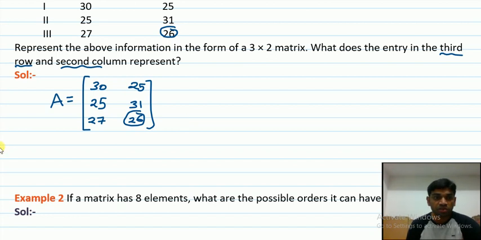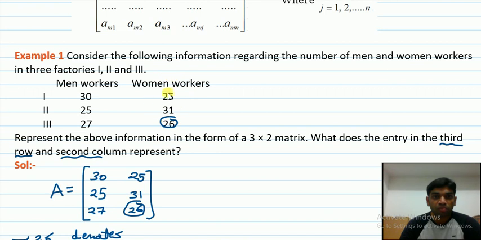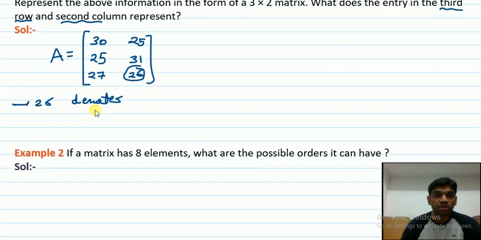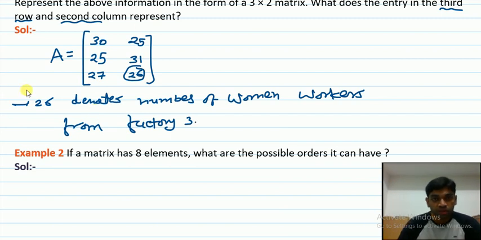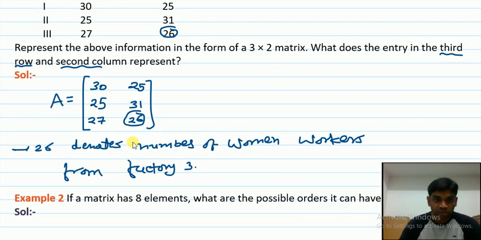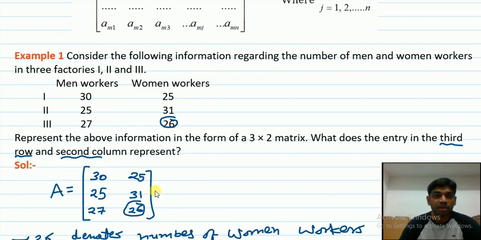So we can write 26 denotes the number of women workers from factory 3. Simple. So this is the information and connection, or we can say the link between information and the mathematical form of a matrix.